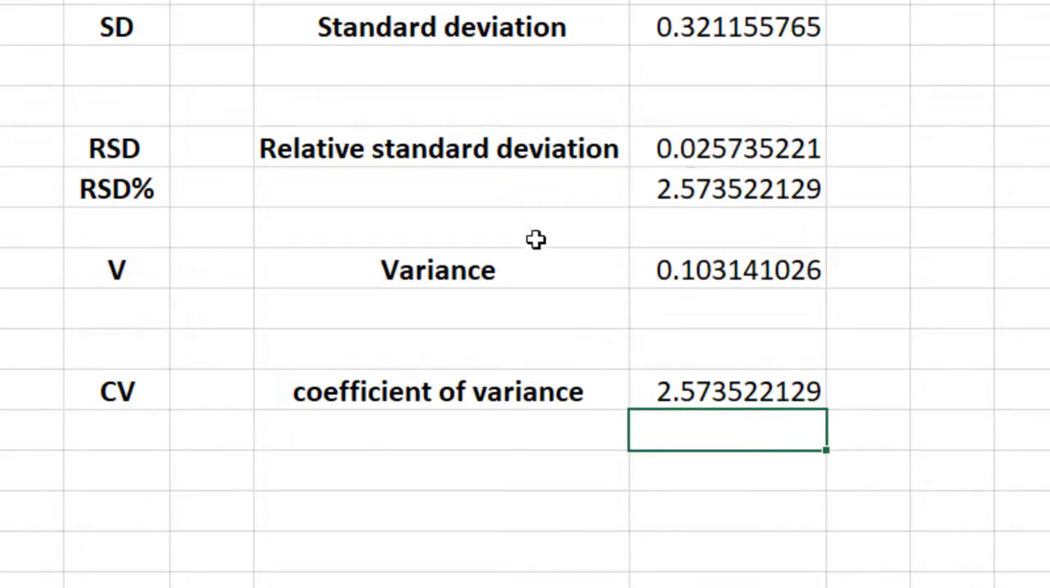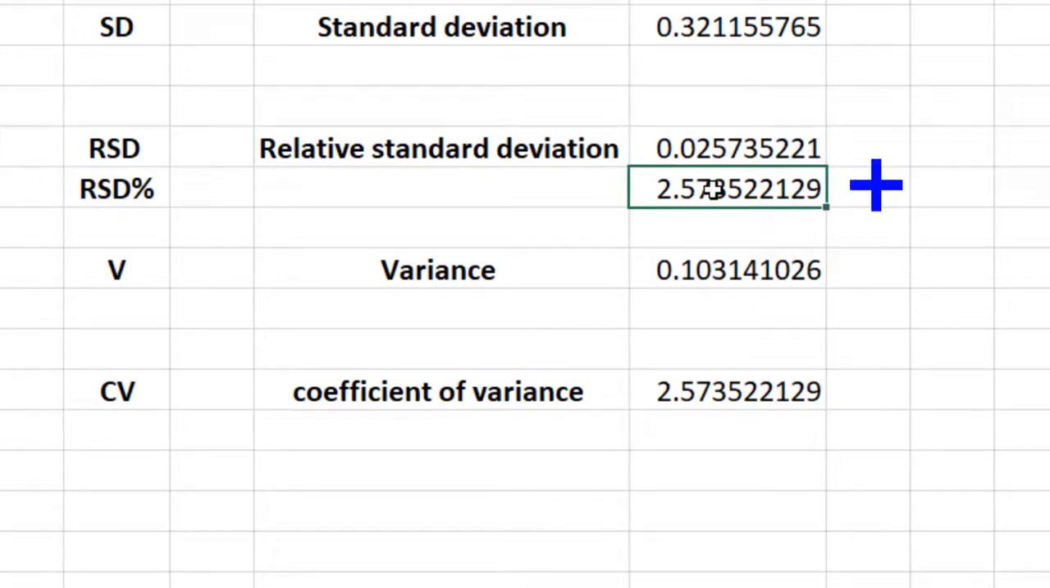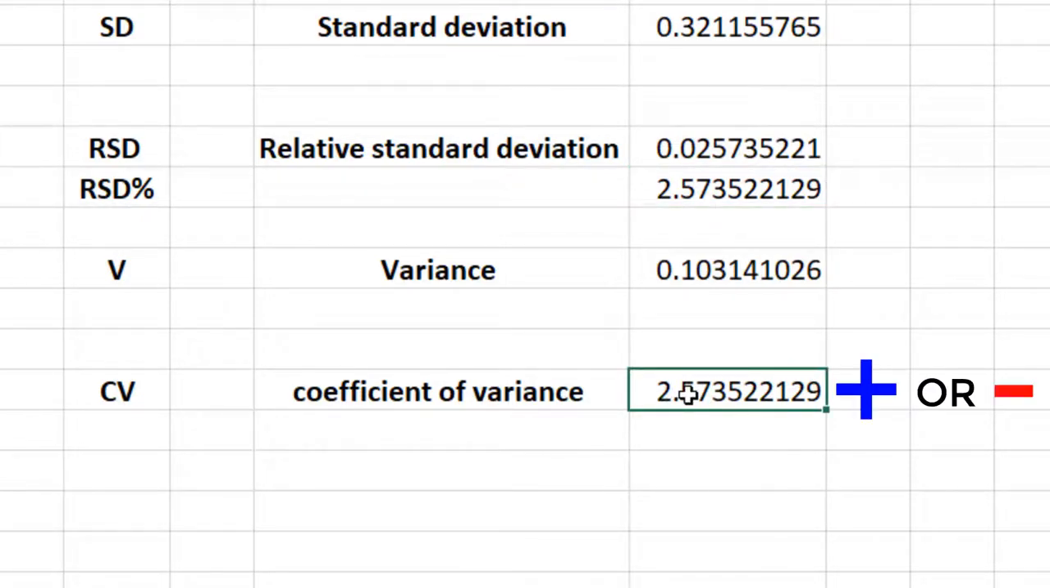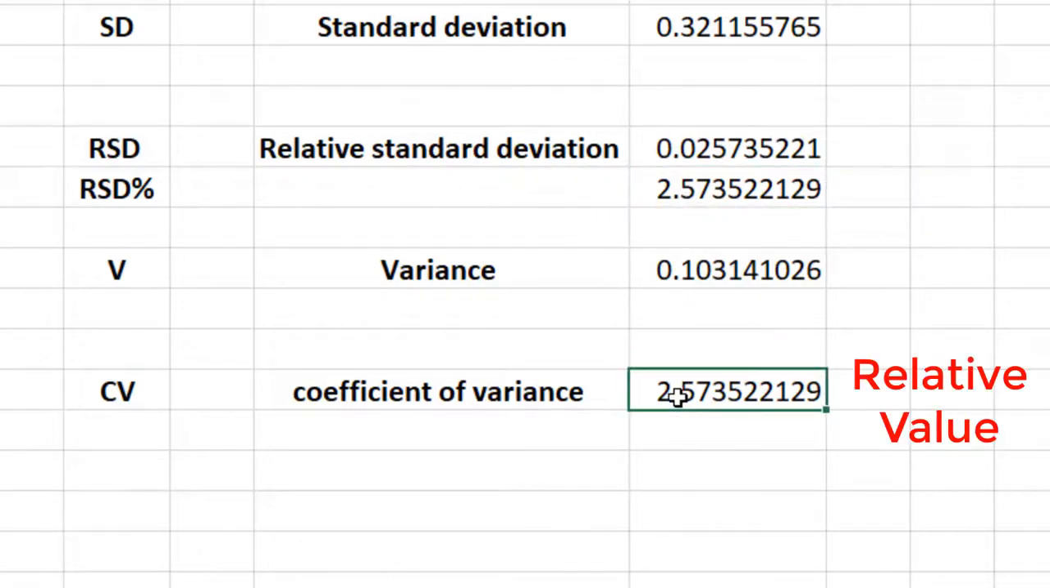But what I can see in here, the coefficient of variance is giving me the same result as the RSD. Am I doing something wrong in here? No, actually this is correct. The only difference between the RSD and the coefficient of variance is that the RSD result is always positive, but in the case of the coefficient of variance it can be positive or negative. That's why this one is taking the absolute measure of the dispersion from the mean, whereas this one is taking the relative measure of dispersion from the mean.